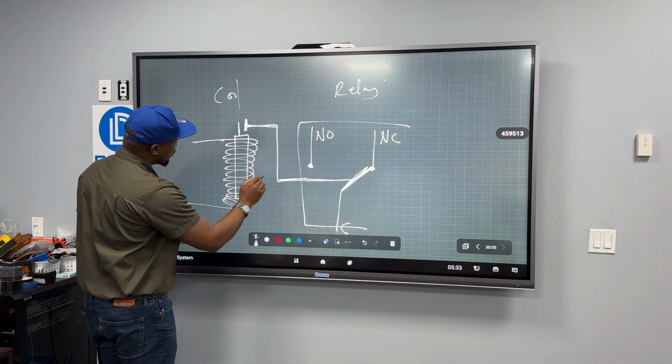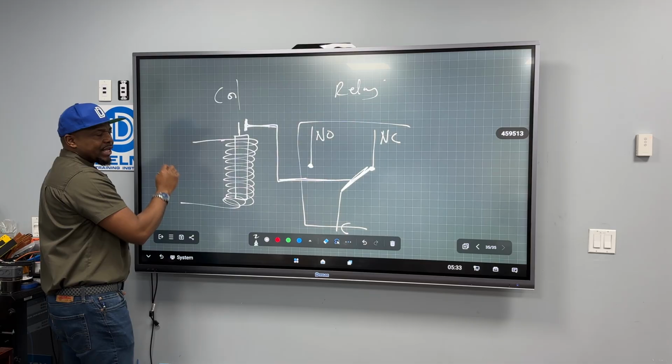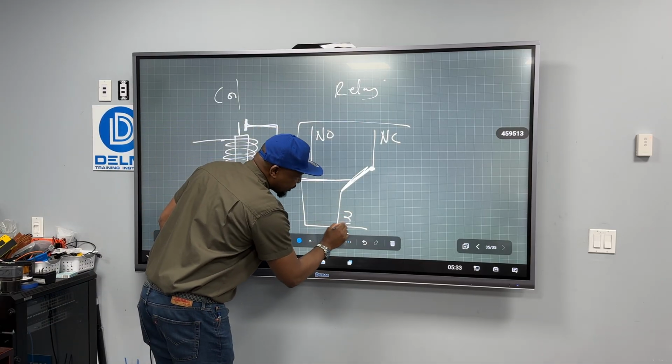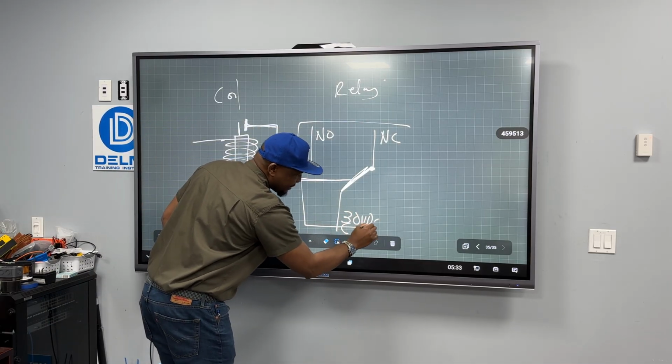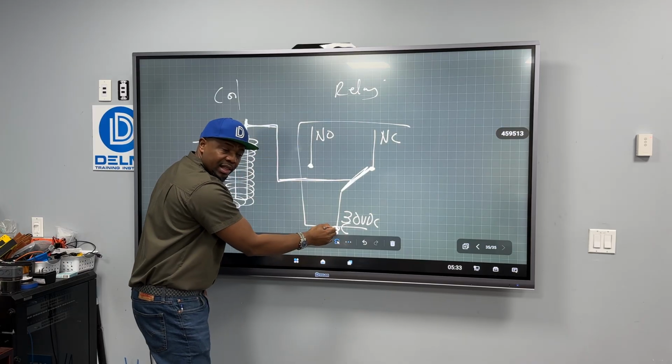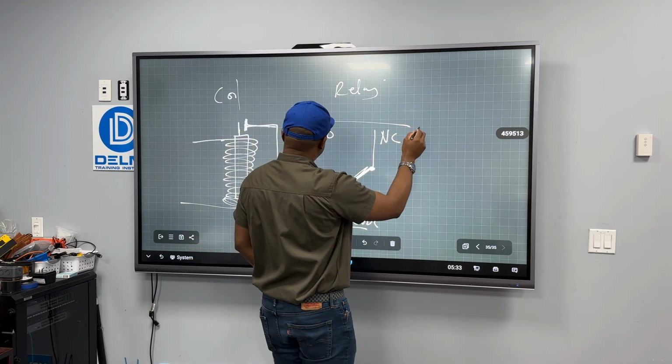So what is going to happen here? Let's say we have 30 volts DC connected at the coil here. And we have a light.